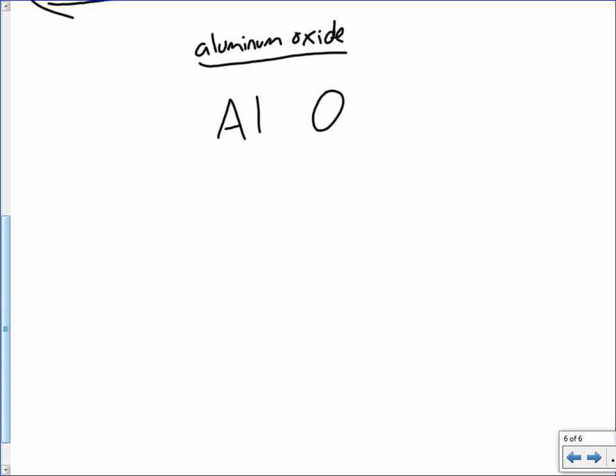So, what if we had aluminum oxide? This is always a fun one. So, we know right off the bat we have Al and we have O. Don't know how many, but we can figure that out. So we can use the crisscross method like we've been doing, but I'm going to show you right now why it works the way it does. So aluminum, group 3, has 3 valence electrons. Oxygen, group 6, will have 6 valence electrons.